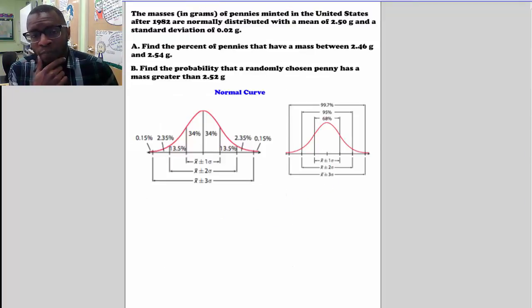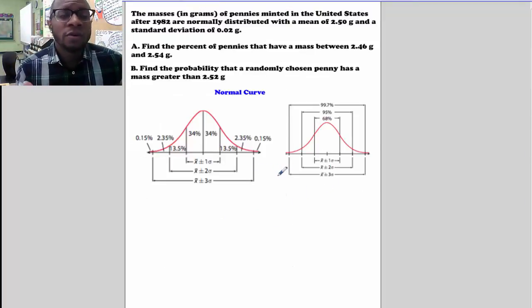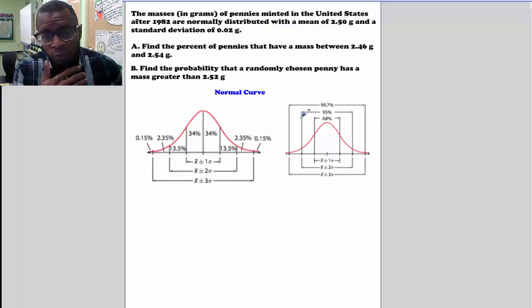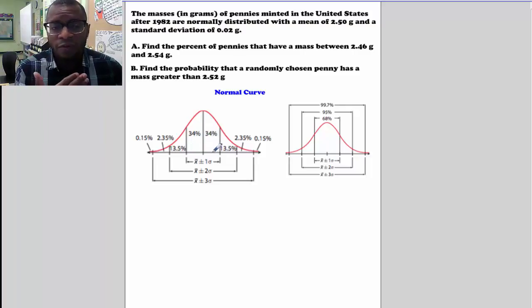Okay. Now let's look at another example where we're going to use a different normal curve. So we've seen where they just give us the total percentages. Now this normal curve to the left is the same normal curve that you see to the right that we saw in the first slide, except it breaks down the percentages in a more detailed manner. So within 1 standard deviation, we know we have 68%.